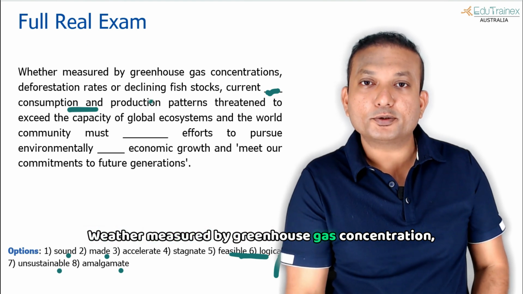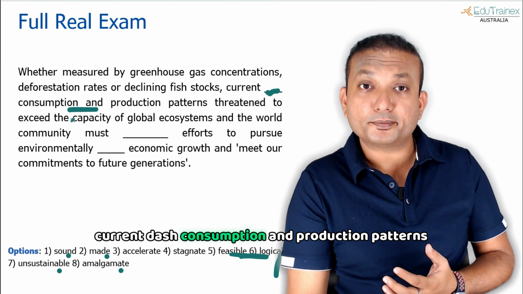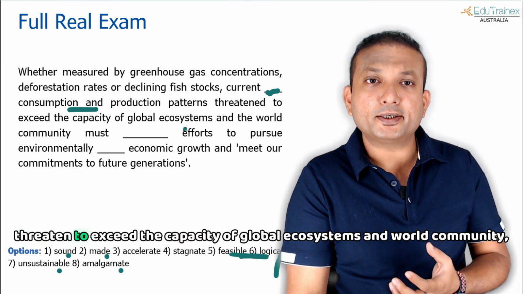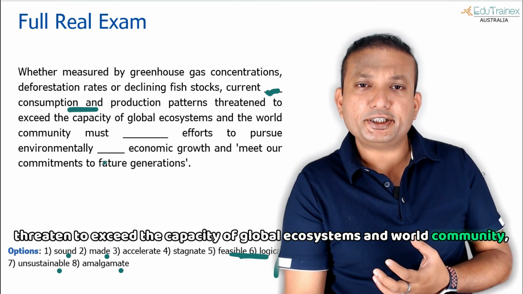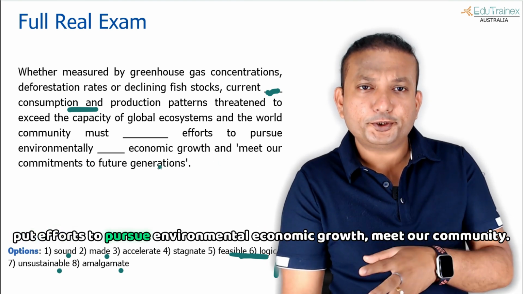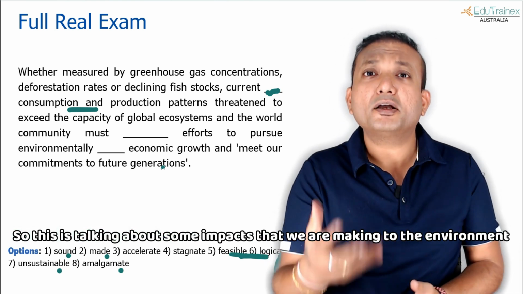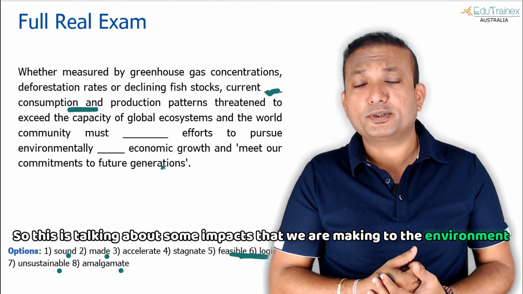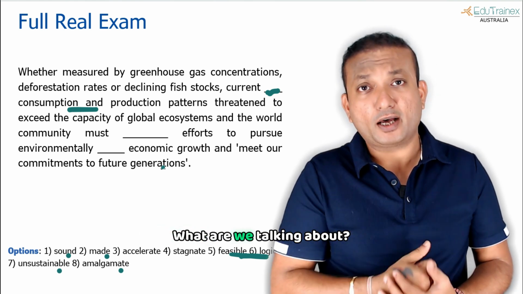Whether measured by greenhouse gas concentration, deforestation rates, or declining fish stocks, current dash consumption and production patterns threaten to exceed the capacity of global ecosystems and world community must dash efforts to pursue environmentally dash economic growth, meet our commitments. So this is talking about some impacts that we are making to the environment using the greenhouse gas emissions. What are we talking about?